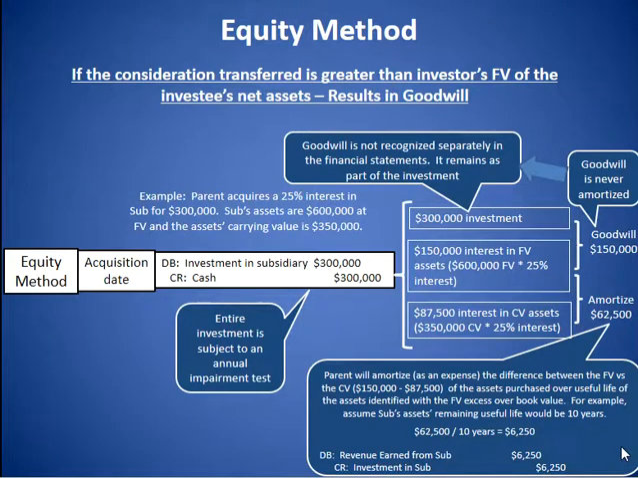$6,250. Now again, I know this is a fairly complex entry, but if you take a few minutes and study it and understand that you have to separate your investment from your goodwill, and then the excess amount of assets, the additional amount of value of assets that you have purchased over and above the investment, and amortize that, it's really not that difficult.